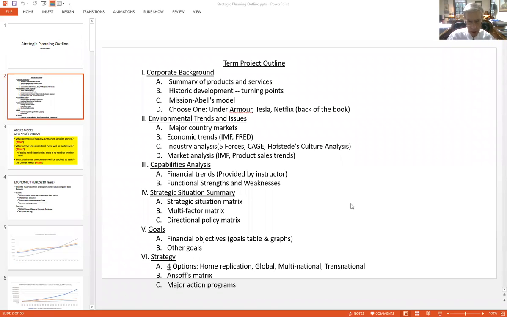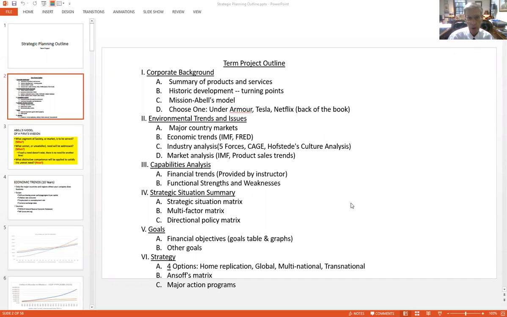And to get started, I will have to bring up some PowerPoint slides. And there they are. That took a while. So this is an outline that summarizes very succinctly the elements of a strategic plan. And you can see that there are 6 sections.